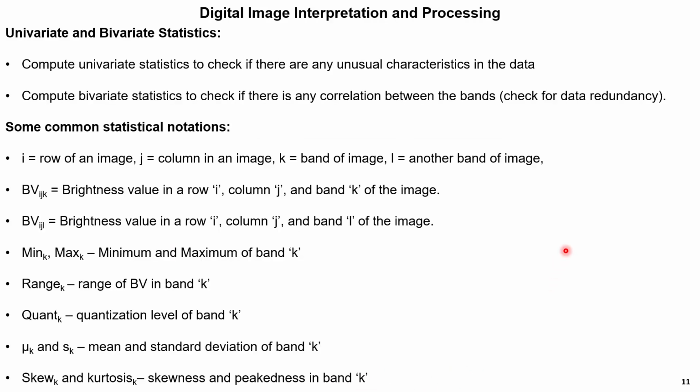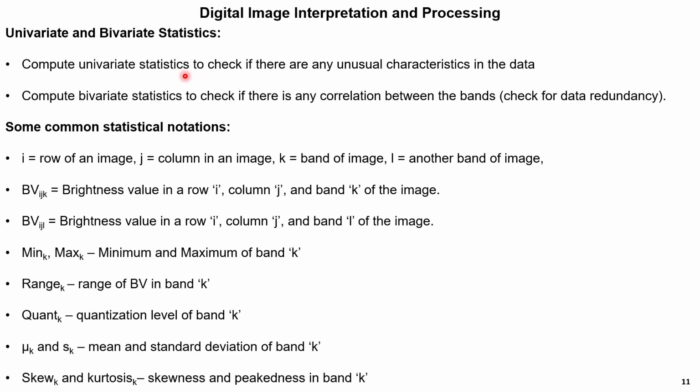So coming to the main part, we'll be seeing the digital image interpretation. So we have statistical methods. In statistics, we can say it is univariate statistics or bivariate statistics. I'll explain what is univariate and bivariate. So first we'll go through the notations.